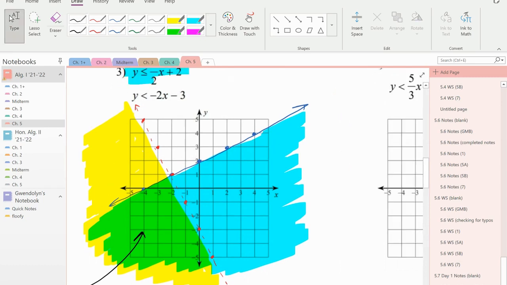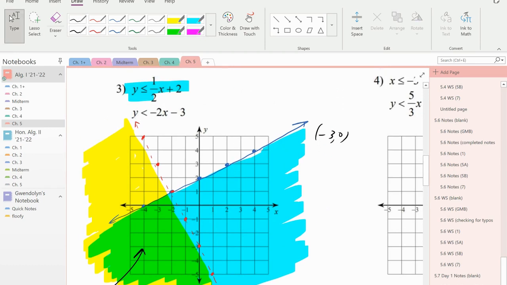We want to check it. Let's try negative 3, 0. That looks like a good one. Is my y less than or equal? Ooh, I don't want to half an odd number and mess y'all up. Let's do negative 4, negative 1. So is my y less than or equal to half my x plus 2? Is negative 1 less than or equal to 0? Yep. Is my y less than negative 2 times negative 4, which is 8, minus 3? Yep, sure is.